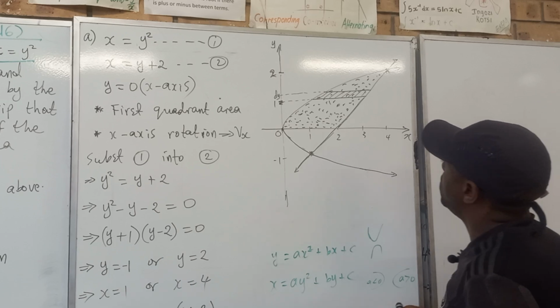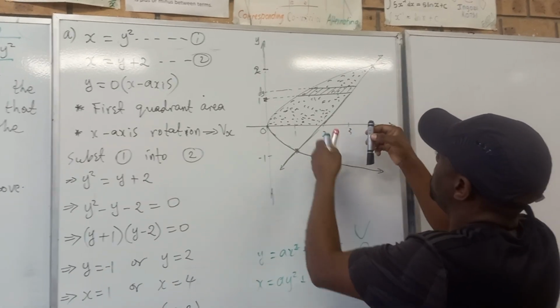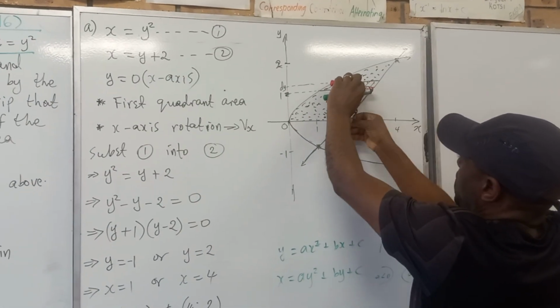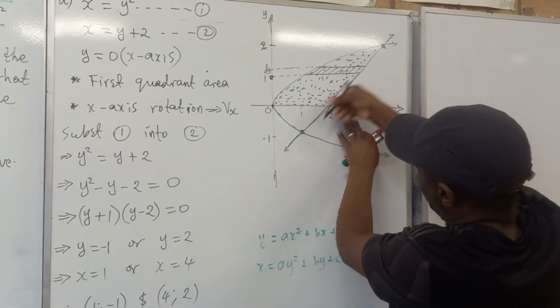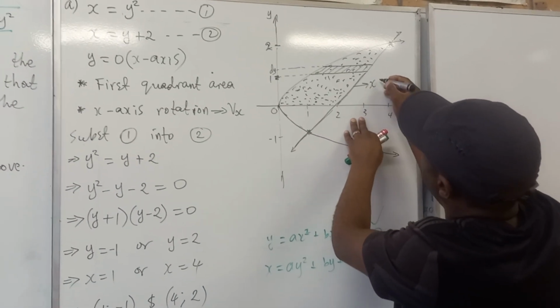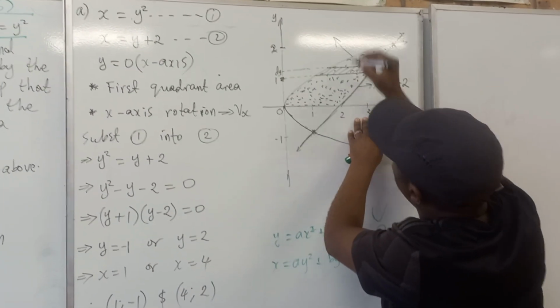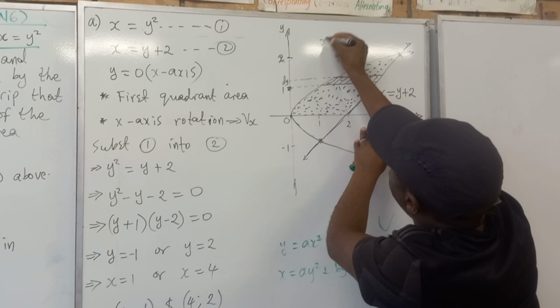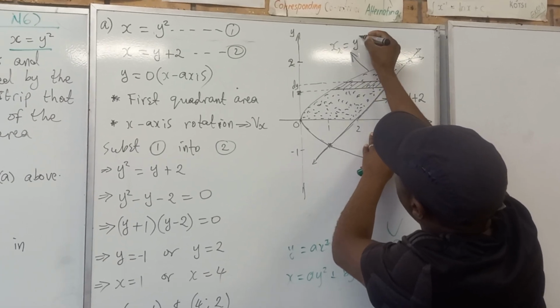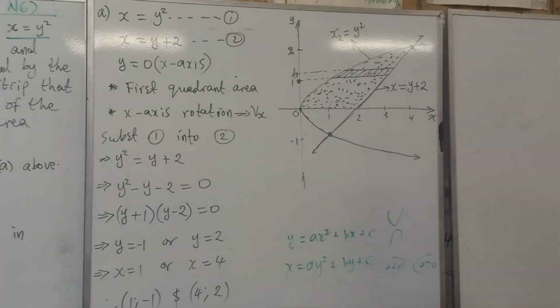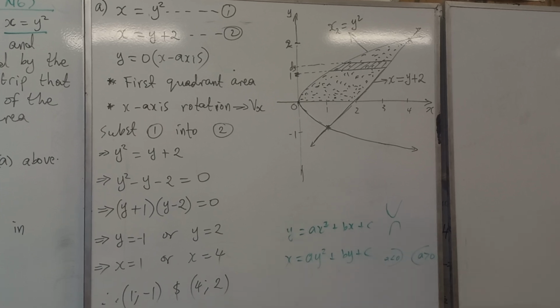So all I need to do is know that the first graph is the one found on the right side of the strip. That graph on the right side was my straight line, which is x equal to y plus 2. The second graph is the one found on the left side of the strip, which is my parabola. So that is it with the graph. We are done with the A part.